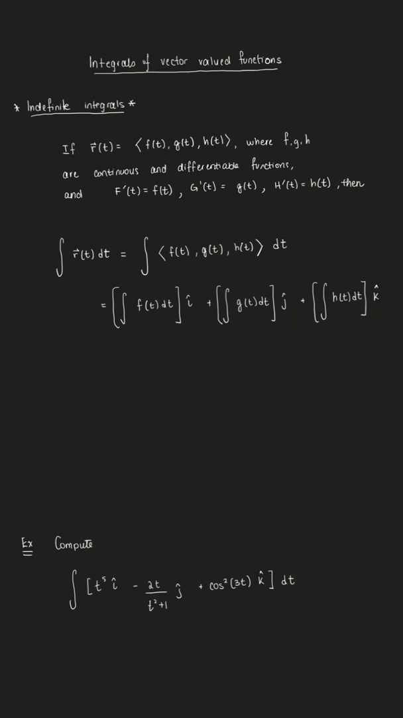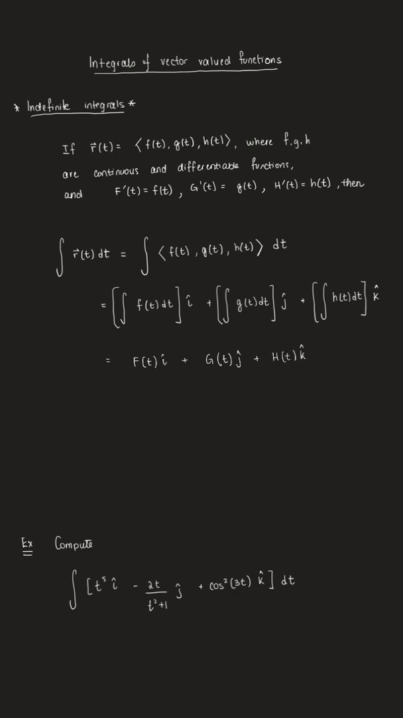We have integrated component-wise, and so if capital F is the antiderivative of lowercase f, then this would be capital F of t i, plus, same thing with g. Suppose that capital G is an antiderivative of lowercase g. We have G of t j, plus H of t k.